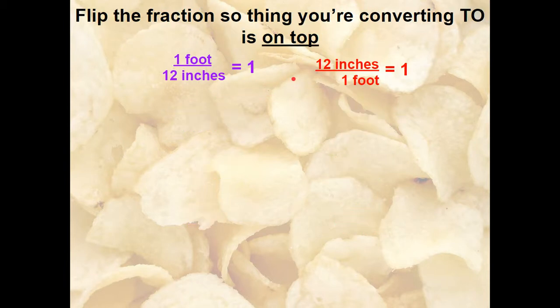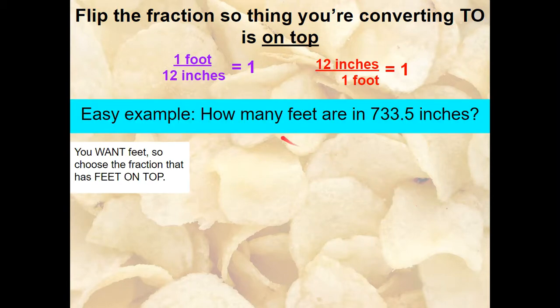Okay? Now, to do this kind of calculation, to use dimensional analysis, you're going to choose whichever version of this fraction that you're converting to. So the thing that you're looking for, the thing that you're converting to, is on top. Okay? Example. How many feet are in 733.5 inches? And I don't care that you can do this in your head. I'm showing you this way of doing something with an easy example so that when it gets hard, you can depend on the procedure.